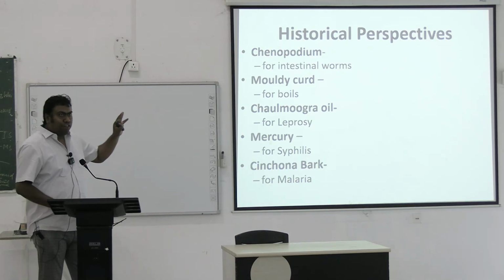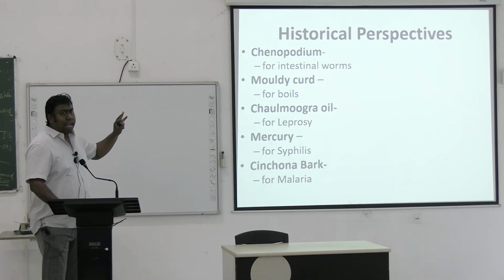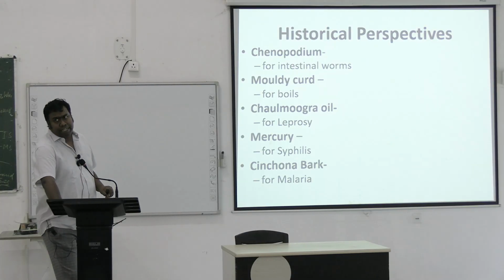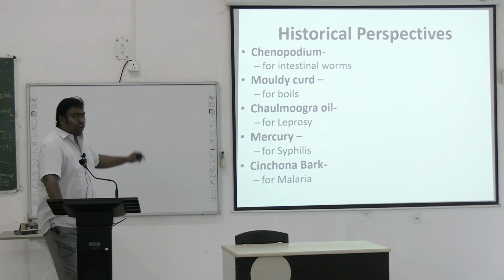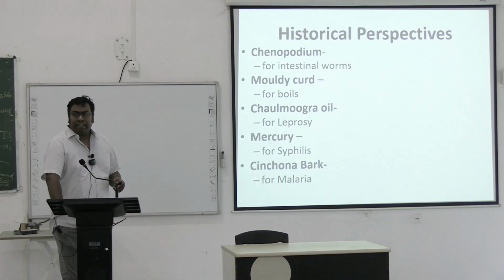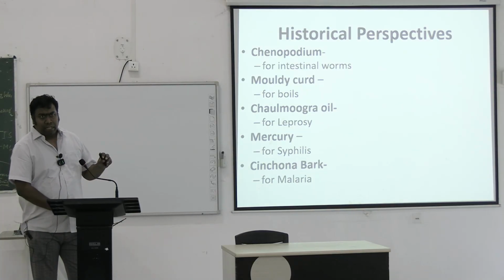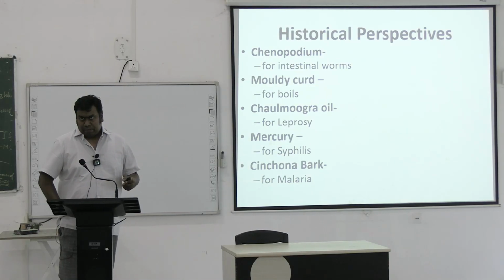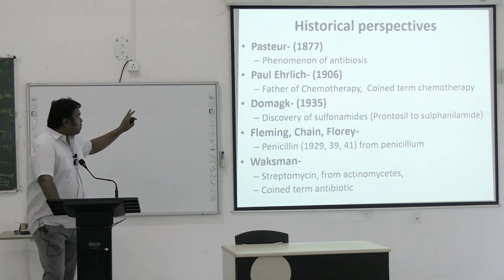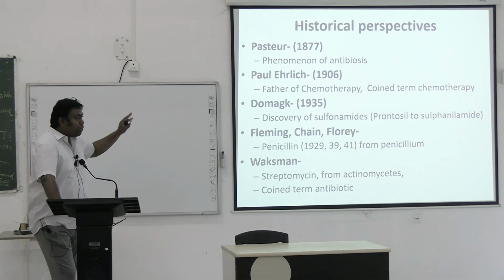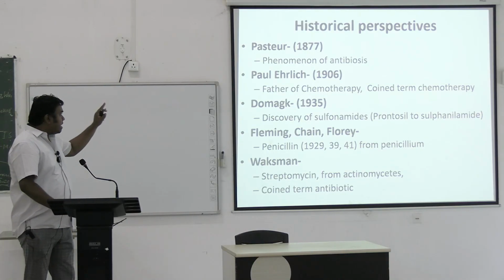So if we go to the history, in ancient times, Chenopodium was used for intestinal worms, moldy curd for boils, and for leprosy, chaulmoogra oil. Similarly, mercury was used for syphilis and cinchona bark for malaria. But the development primarily occurred in the 19th century. So first, Louis Pasteur developed the idea of antibiosis in 1877.